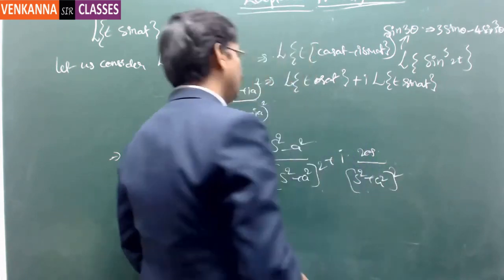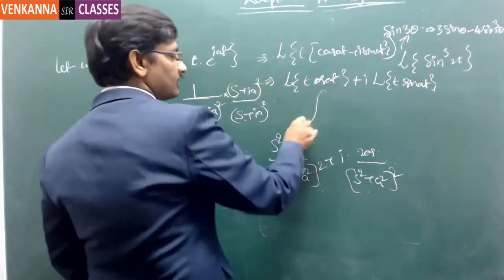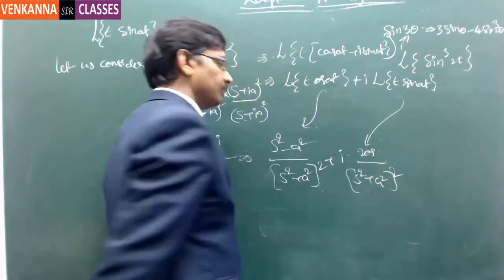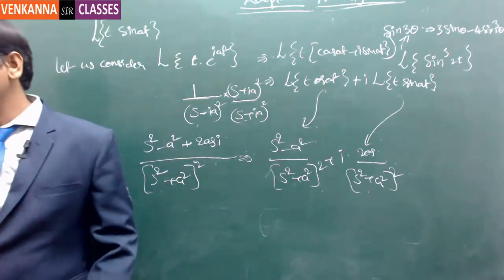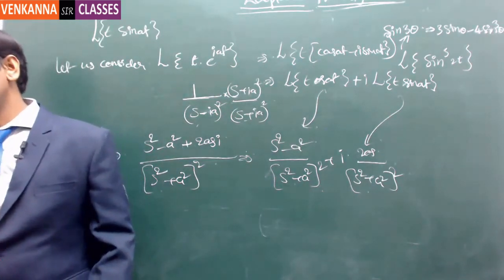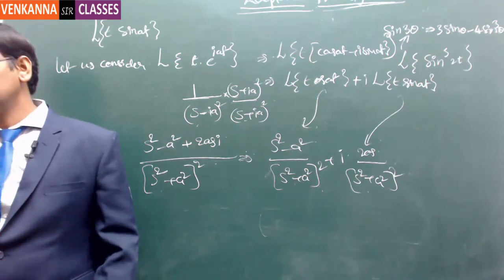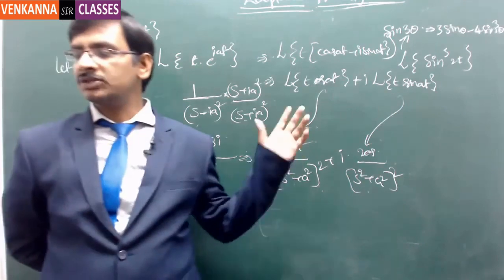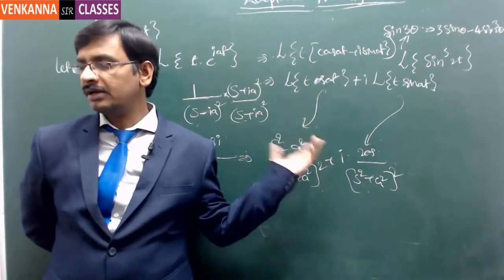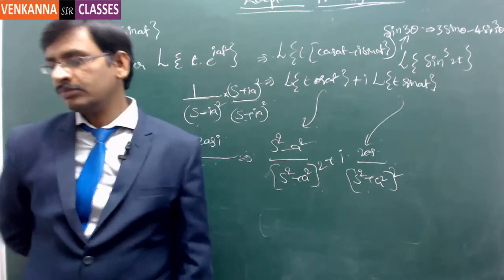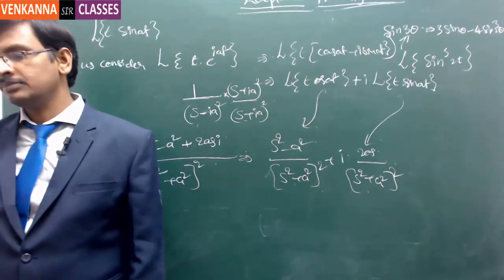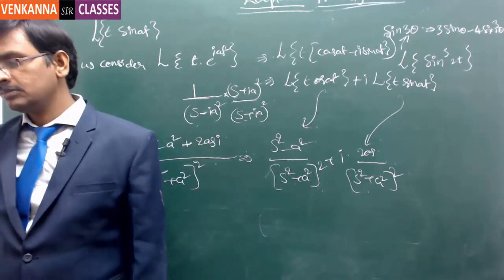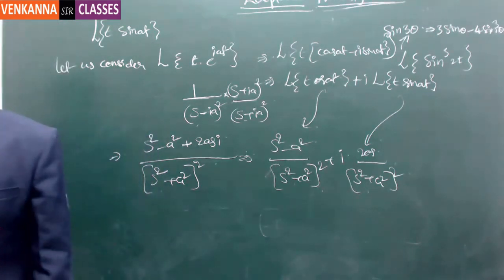So you can equate the corresponding terms. This is the Laplace transform of t cos a t. This is the Laplace transform of t sin a t. Got it? Understood? So by equating the corresponding terms, in one step you will be able to find the Laplace transform of t sin a t and t cos a t. Any questions on this? Understood or not?